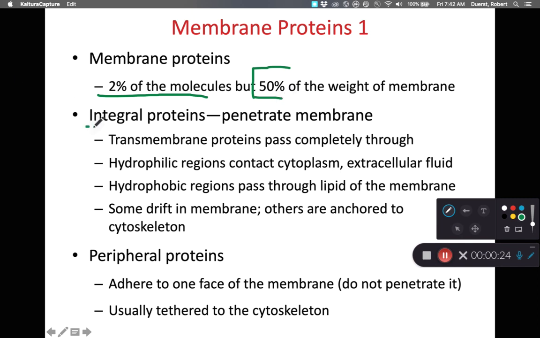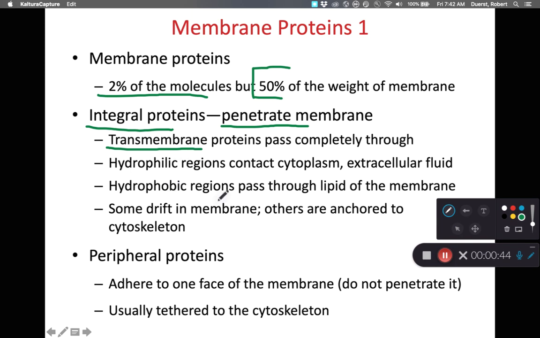We have integral proteins, and by integral proteins we mean that they penetrate all the way through the membrane. They go from the extracellular side to the intracellular side. As we look at these transmembrane proteins, that's another name for them, they go all the way through. They cross from one to the other.